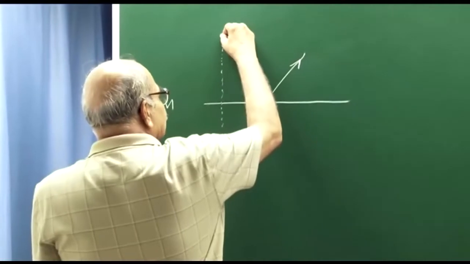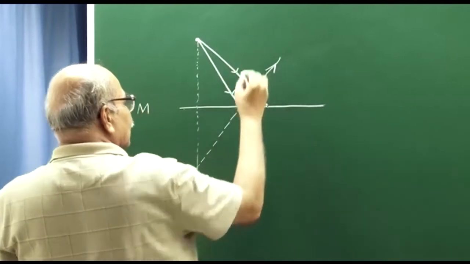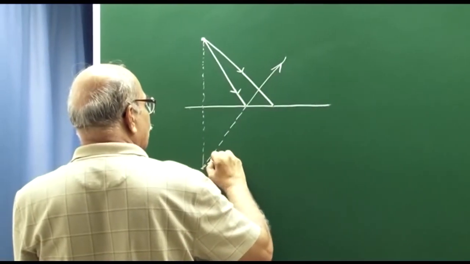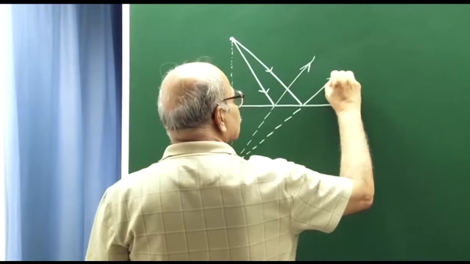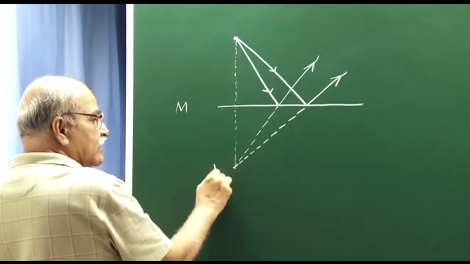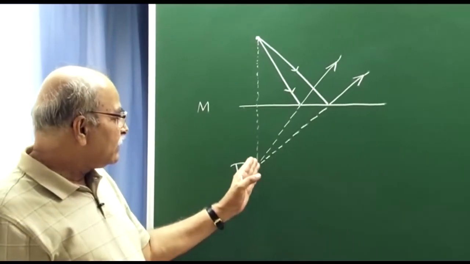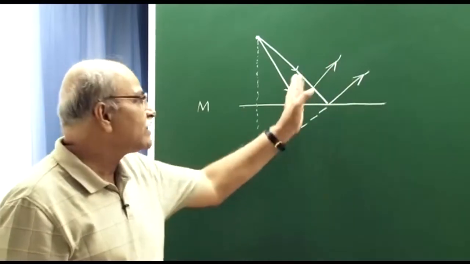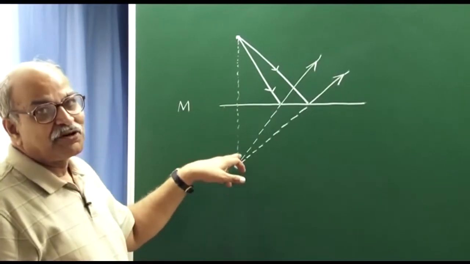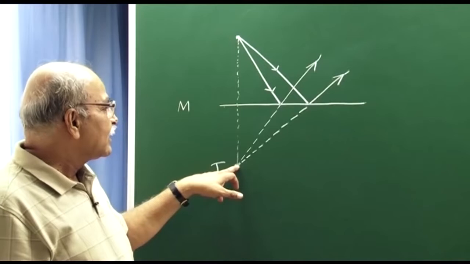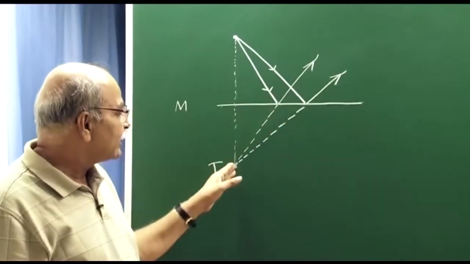For whatever reflected ray you take, suppose you have yet another incident light here, and in which direction will it go after reflection? It will go in this direction, so that when you extend it on the other side, it passes through the same point I. I will call this I the point of intersection of reflected rays. The rays are going in this direction, but when you extend, they intersect here. So this point is the point of intersection of reflected rays, and that is the image. All reflected rays intersect at the same point.